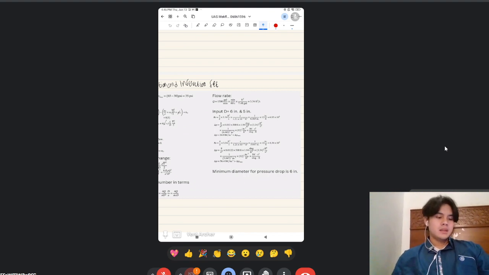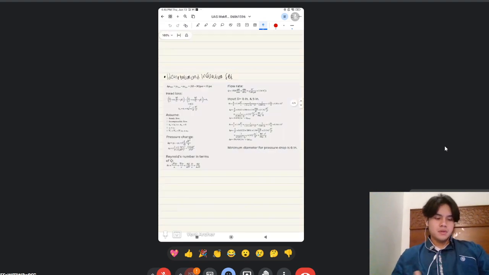And I will input D as 6 inches and 5 inches into the Reynolds number, and then also into the delta pressure, and then we'll get that the delta pressure is 56.4 pound-force per inch squared, so that the minimum diameter for pressure drop is 6 inches.